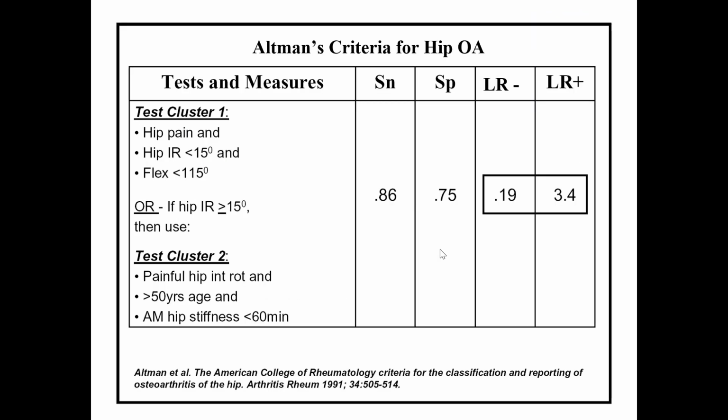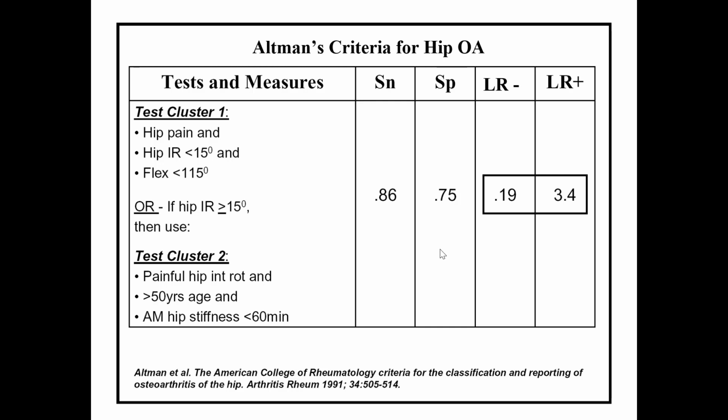This is a slide to spend some time on. It would benefit you to commit these clusters to memory. Cluster number 1: if patients present with hip pain and have hip internal rotation less than 15 degrees and hip flexion less than 115 degrees, their likelihood of osteoarthritis is very high.